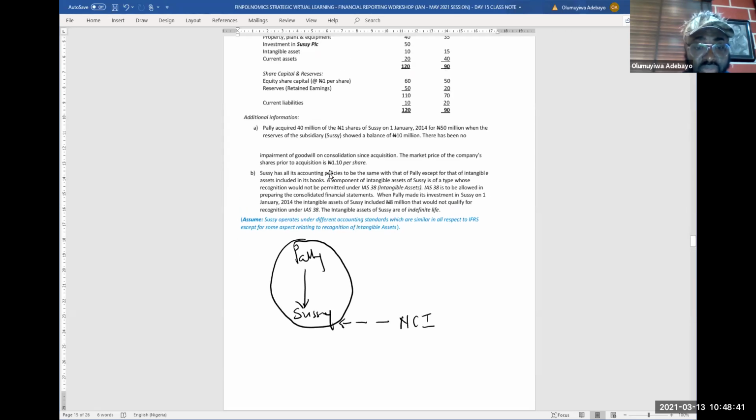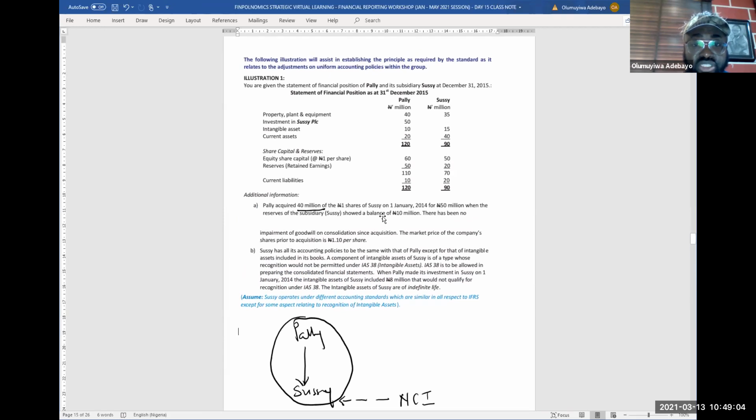I think we're not given, but we're told that the number of shares held by Pali in SUSI is 40 million. But the question is, how many shares are in SUSI? SUSI share capital is 50 million, and the price is 1 naira, which means the number of shares in SUSI will be 50 million naira divided by 1 naira per share, will give us what? 50 million shares.